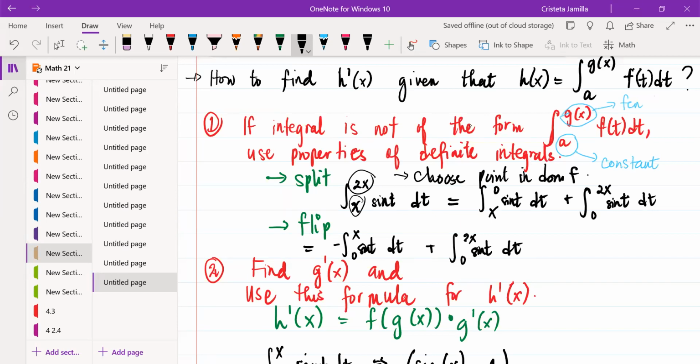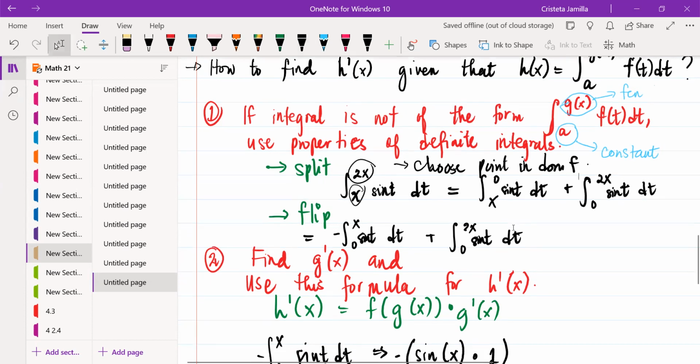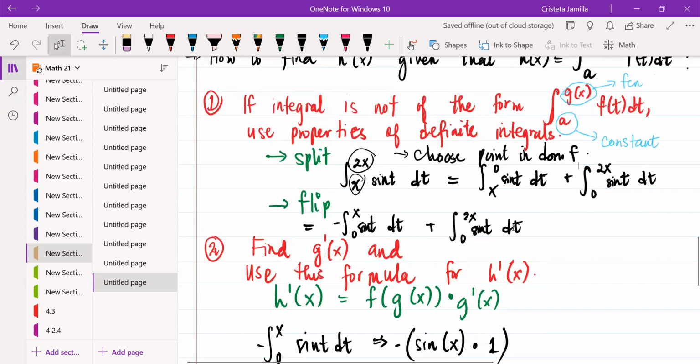So for sine of t, the safest choice would be 0 since sine is continuous everywhere, so any point will do. But I just chose 0. For most cases, I usually use 0 for this part. So if we split this interval from x to 2x, I'll now have the integral from x to 0 plus the integral from 0 to 2x.